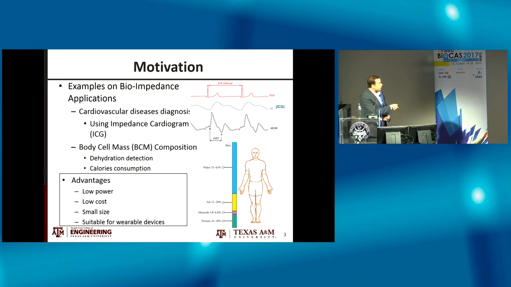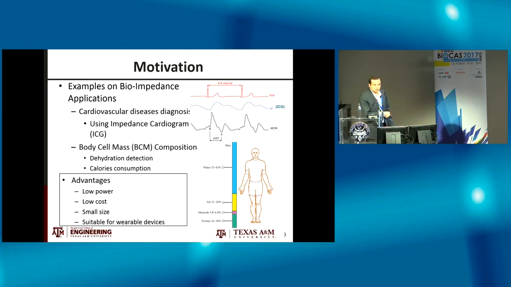For example, in this figure, the ECG captures the electrical signal of the heart, while ICG can capture the mechanical signal of the heart and the time of contractions of the heart. So it is very useful in determining the health of our hearts.